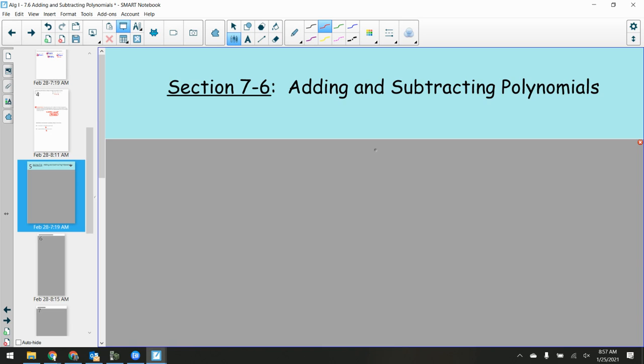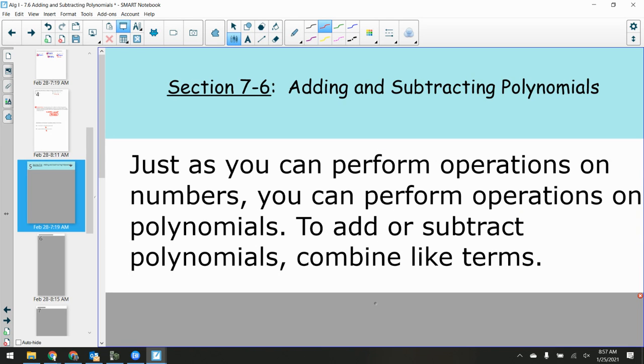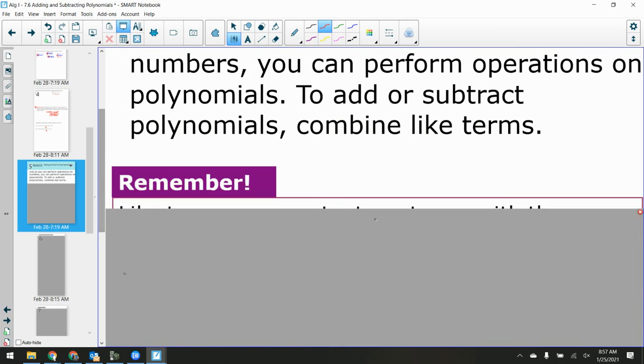Okay, so just as you can perform operations on numbers, you can perform operations on polynomials. To add or subtract with polynomials, you basically just combine like terms. That's really it. If you know how to combine like terms, you already know how to add or subtract polynomials. Because honestly, that really is just like adding monomials together or subtracting based on the sign.